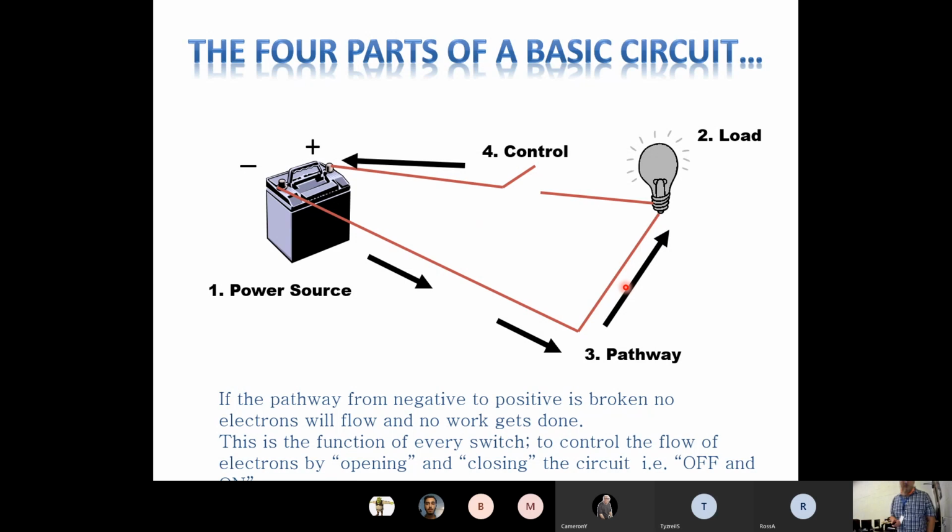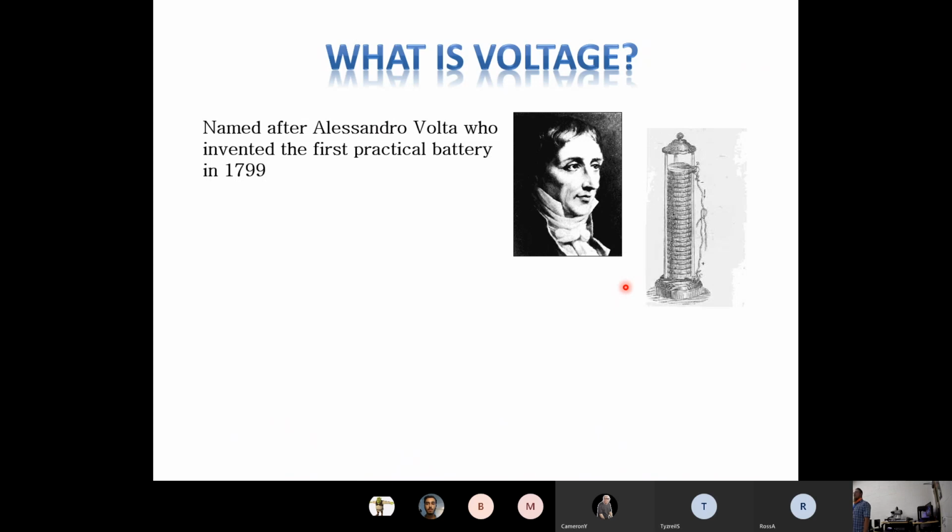This is the function of every switch, basically what I just told you, okay? Opening and closing the circuit is turning it on and off, basically what I just said. Okay, what is voltage? Voltage is named after Alessandro Volta. You'll want to write his name down.